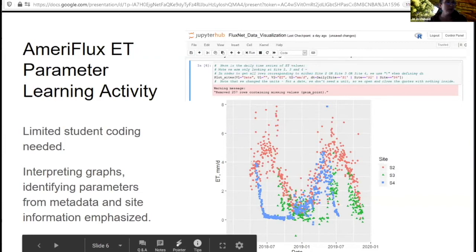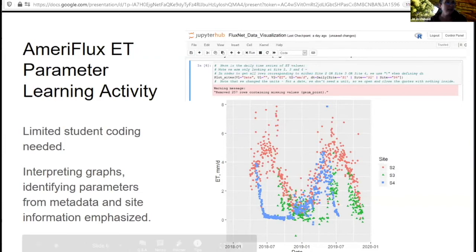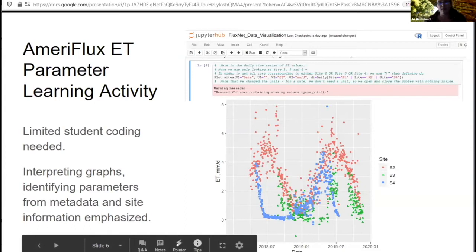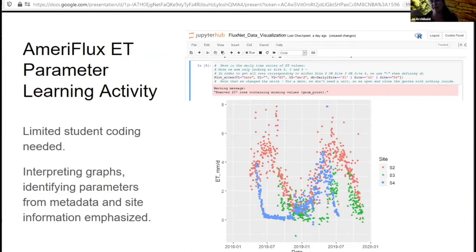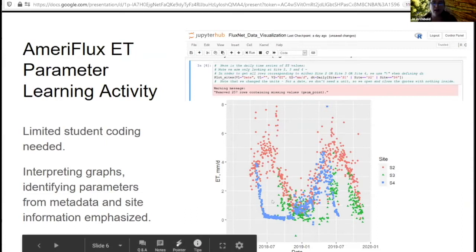Site 2, the red dotted site here, is a wetland site, so it's not water limited. It's going to have plenty of water available for evapotranspiration when that occurs. Site 3 is an evergreen site, and that's very high altitude, so it's going to have limited growth early in the spring. And then site 4 is a savanna, a very water limited site.